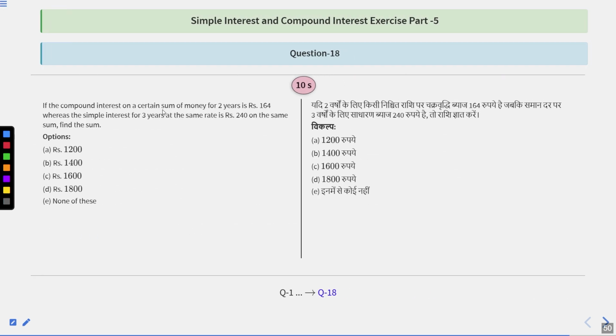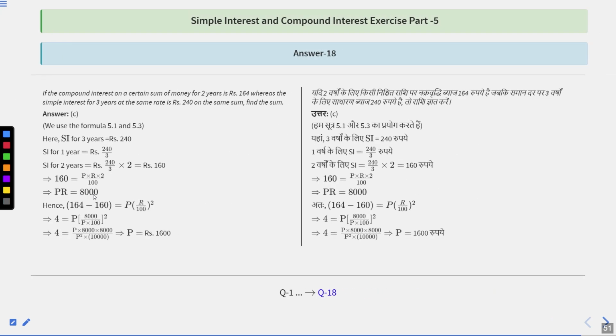If the compound interest on a certain sum of money for 2 years is rupees 164, whereas the simple interest for 3 years at the same rate is 240 rupees on the same sum, find the sum. You have 5 options and 10 seconds to analyze the question. Your time starts now. Now time's up. Let's see the solution.